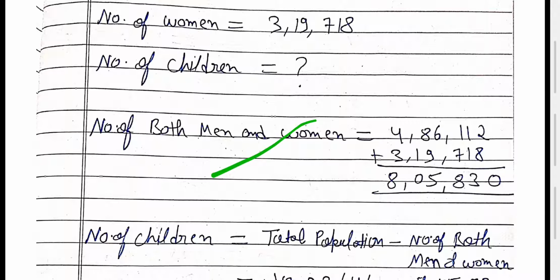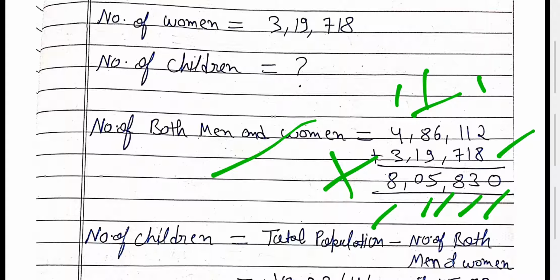So I am writing the number of both men and women. What is the number of both men and women? Just add the number of men and women, then what will you get? 8, 2, 10, 0, carry 1, then 1, 1, 2, 1, carry 1 becomes 3, 7 and 1, 8, 6, 9, 15, 5, carry 1, 8, 1, 9, carry 1 becomes 10, carry 1 here, 4, 4, 8. So it becomes 8,05,830. So 8,05,830 are the number of men and women both.